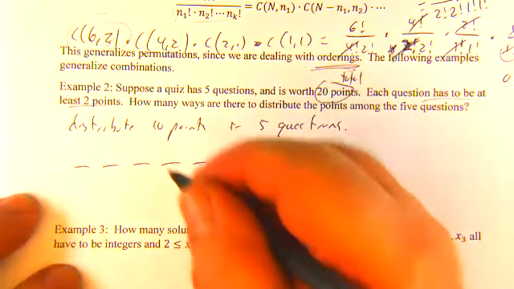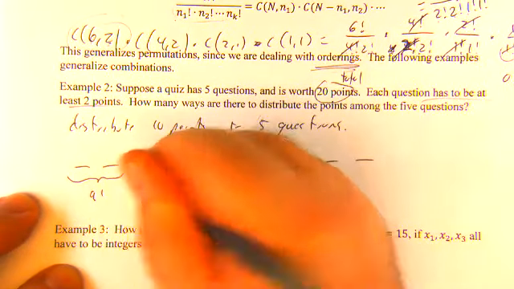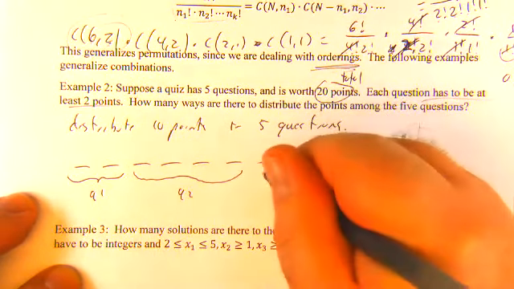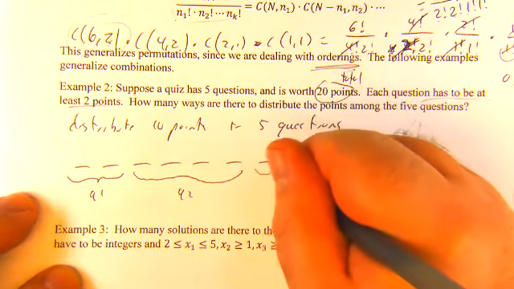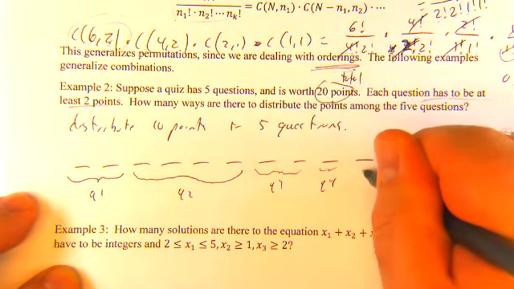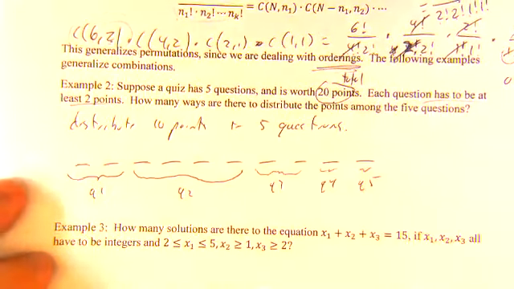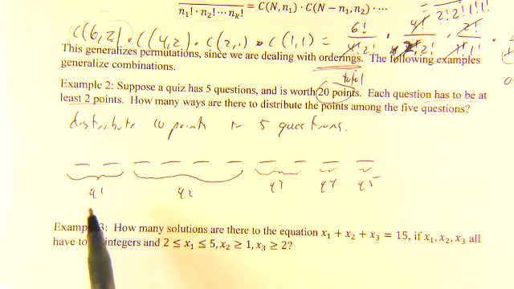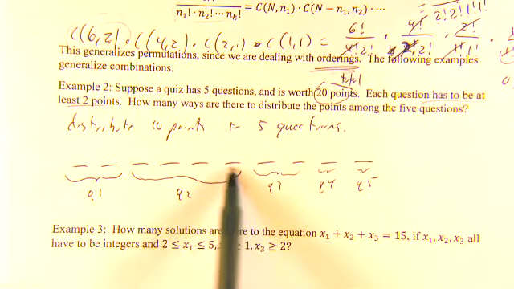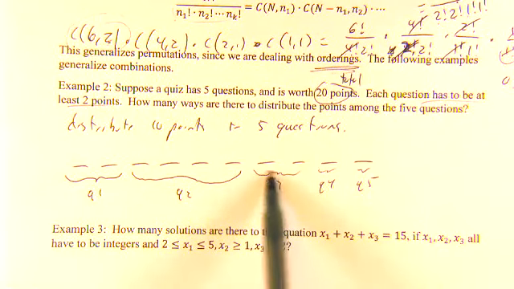So I could say, give these 2 to question 1, give these 4 to question 2, give these 2 to question 3, this one to question 4, this one to question 5. So what does this mean? This means that question 1 is worth at least 2 points. Question 1 is worth 4 points total. Question 2 is worth 8. Question 3 is worth 4.